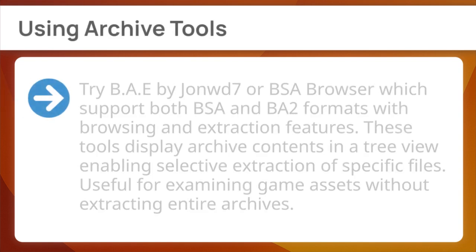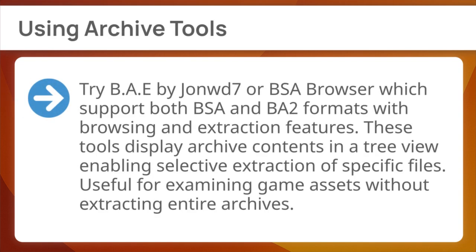Next, using archive tools. Try BAE by John WD7 or BSA Browser, which support both BSA and BA2 formats with browsing and extraction features. These tools display archive contents in a tree view, enabling selective extraction of specific files. Useful for examining game assets without extracting entire archives.